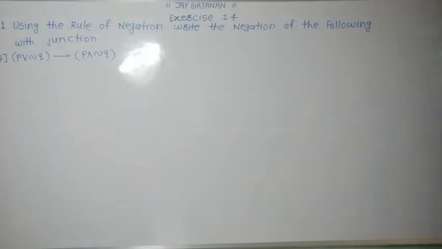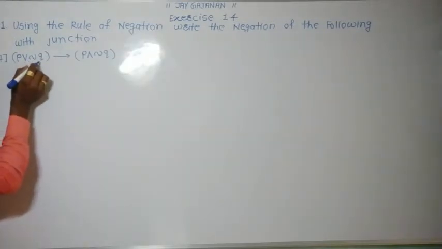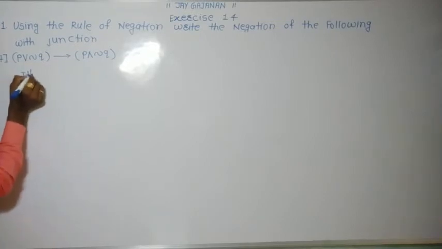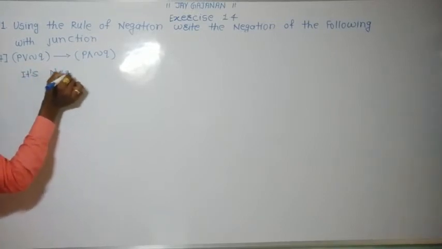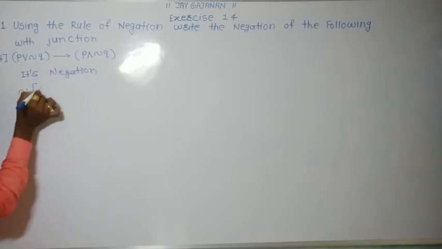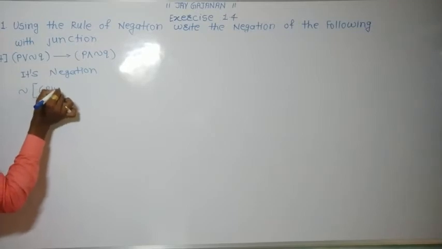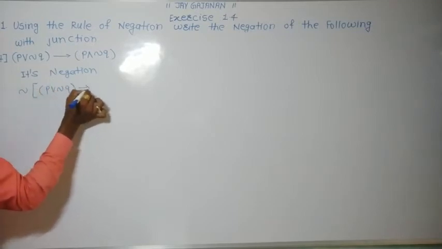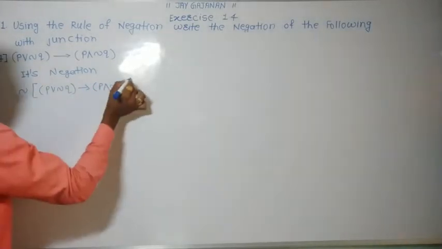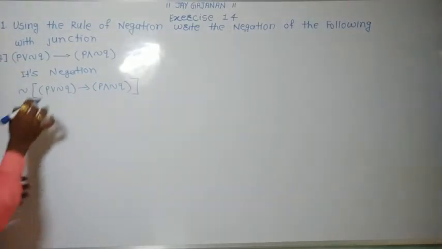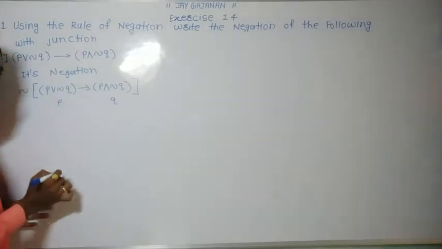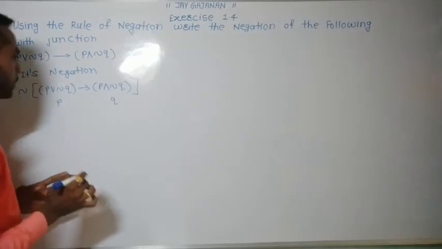Now see example number 7: negation of (P or negation Q) implies P and negation Q. It's a negation of P or negation Q implies P and negation Q. Let us consider the first bracket is P and the second bracket is Q. Now we can solve easily.